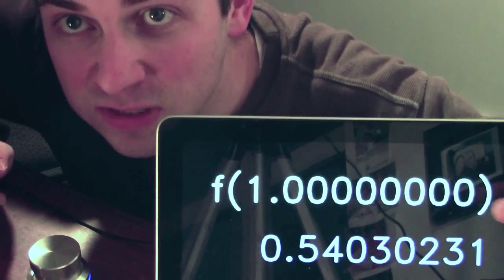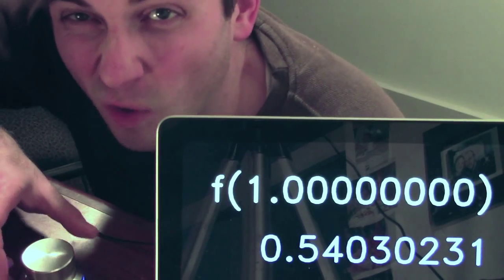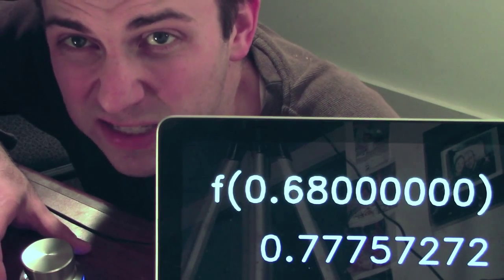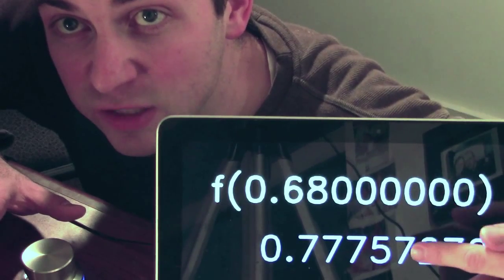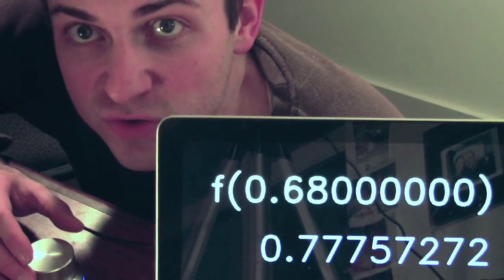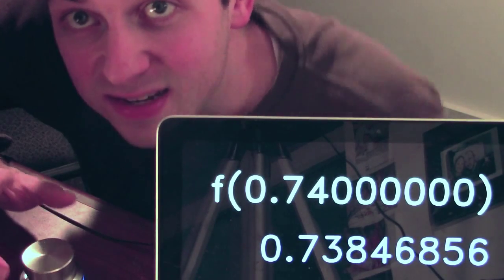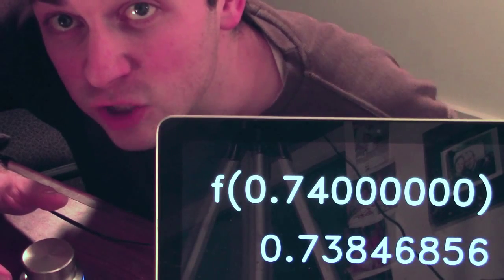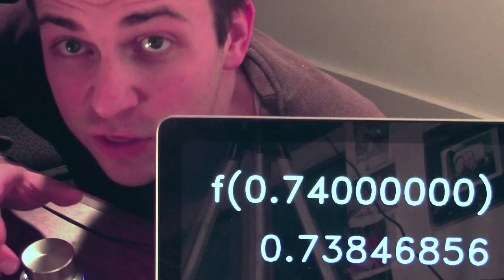Okay, I've got cosine loaded up on my computer. Cosine of 1 is about 0.54. Let me decrease the input. Now notice that cosine of 0.68 is 0.77. Here, the input is smaller than the output. Let me increase the input. Now notice what happened. Now the input is 0.74, but the output is smaller than 0.74. Cosine of 0.74 is just 0.73.